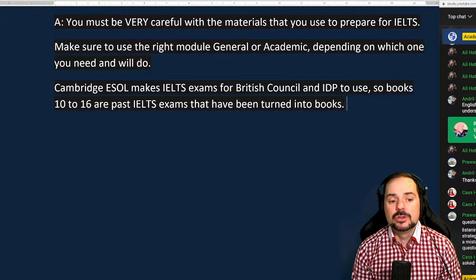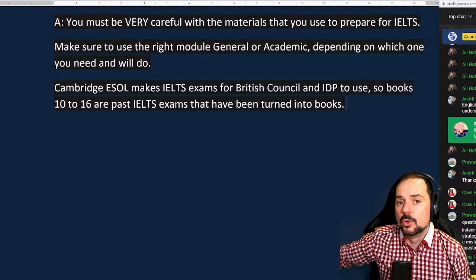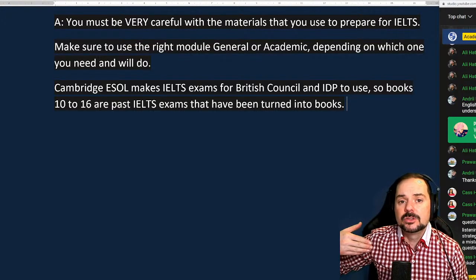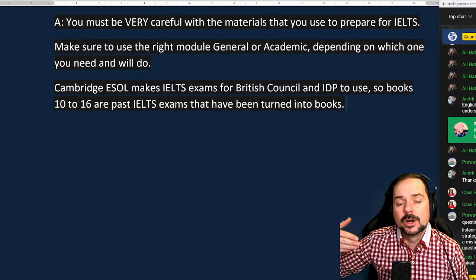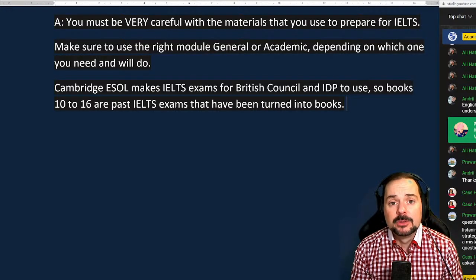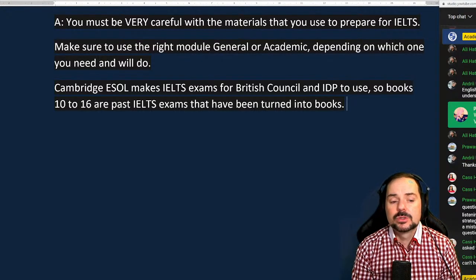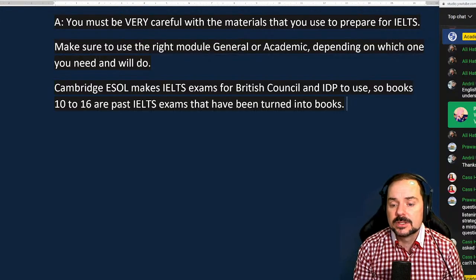Okay, so if you're using Cambridge books, especially 10 to 16, if you start using books that are older than 10, you get into older versions of the IELTS that aren't up to date. And they can be a little bit different in difficulty and so forth. So Cambridge ESOL makes IELTS exams, so using Cambridge books 10 to 16 are great.